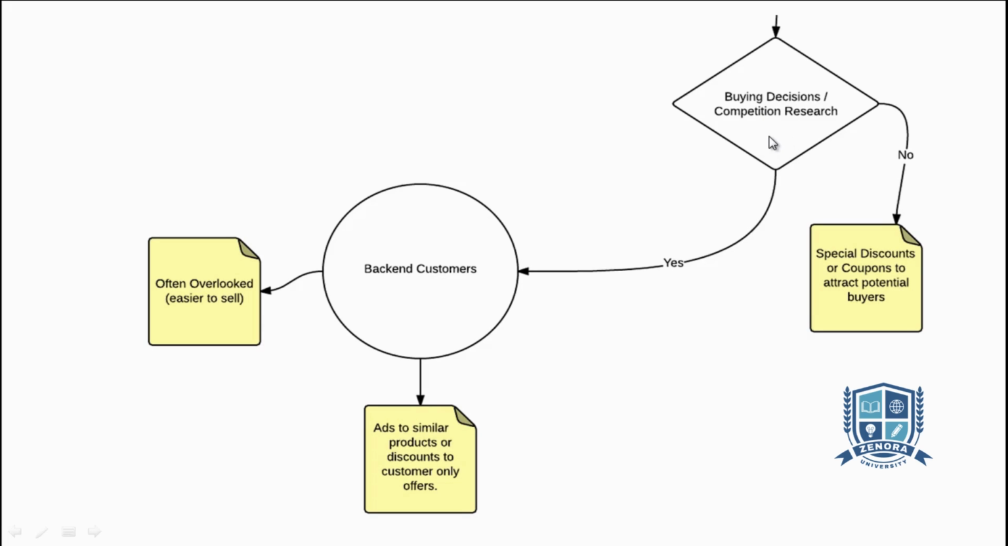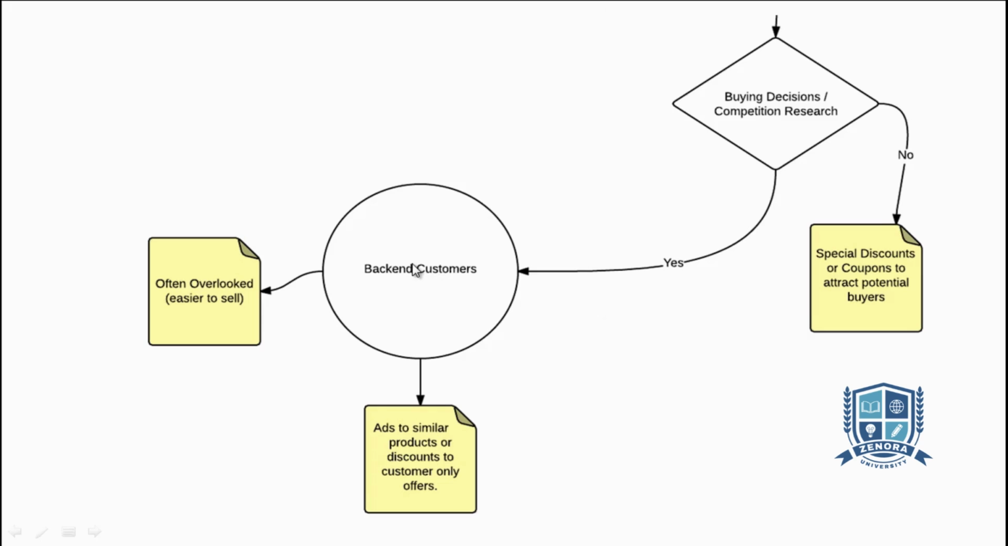All right, so moving along, we go into this area here, which is the buying decisions and competition research. So at this point of the phase, they are ready to buy. They want to buy the product, but they're not sure about buying it from you or from your competitor. So what you could do is provide an ad with special discounts or coupons to attract potential buyers. Or you could send them to a comparison chart that compares you and your competitors. Because basically what you're trying to do is differentiate yourself versus your competitors.